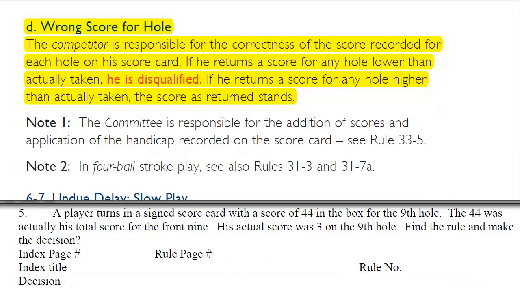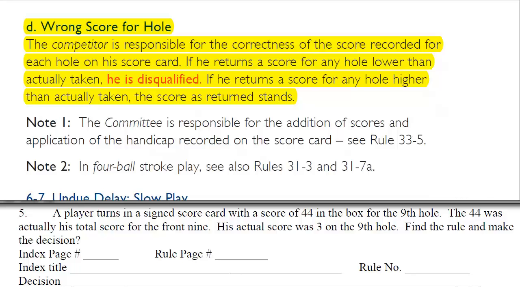The competitor is responsible for the correctness of the score recorded for each hole on his scorecard. If he returns a score for any hole lower than actually taken, he is disqualified. If he returns a score for any hole higher than actually taken, the score as returned stands. So in this case, we need to determine whether the player is disqualified or not. He actually made a 3 on the 9th hole, but signed for a 44. 44 is higher than 3, so that score will stand as the rule says.